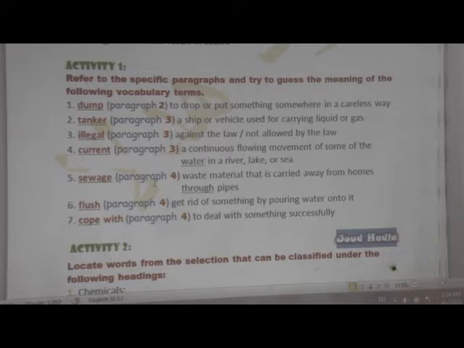Now, cope with, the last one, number 7, cope with. Paragraph 4. To deal with something successfully. Now, this is everything about activity 1. And dear students, in grade 7, you only need to memorize these words with their definitions for the oral exam.